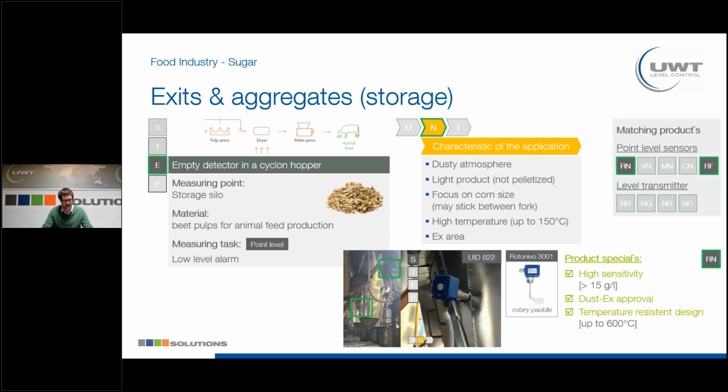The next one is for exit and aggregates here in the storage, and it's also a normal application. It's a cyclone hopper, so a storage silo for animal feed production, and we do have a low level alarm. This application goes up to 150 degrees. We do have an Ex area and a dusty atmosphere, and also the material is very light because it's not pelletized yet. So we could also use an RN up to 600 degrees, because we also have the option to go to 1100 degrees from the RN, but then you are only allowed to mount it from the top. And an RF would also be possible here.